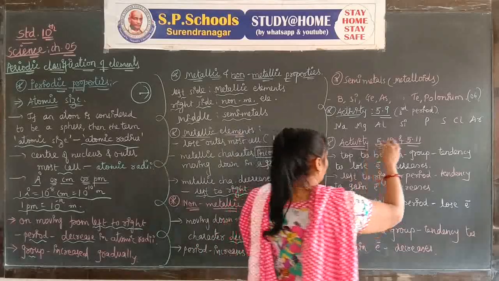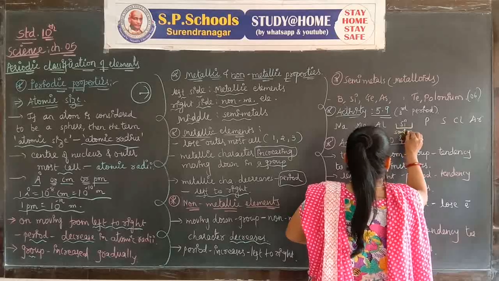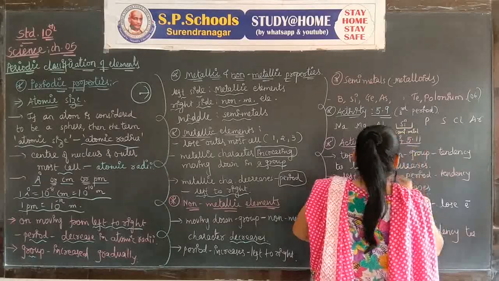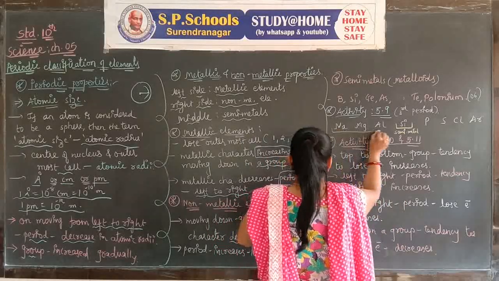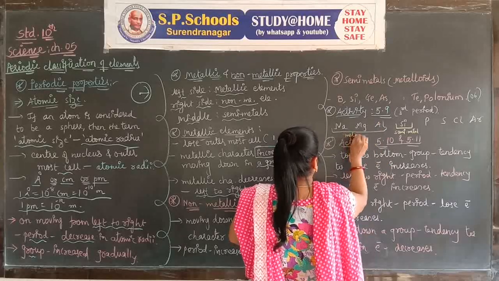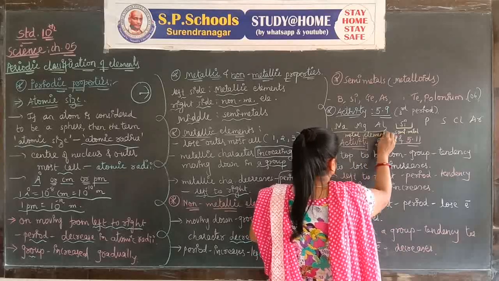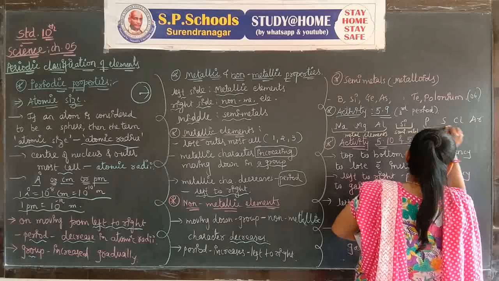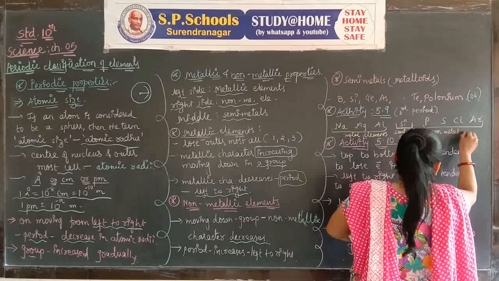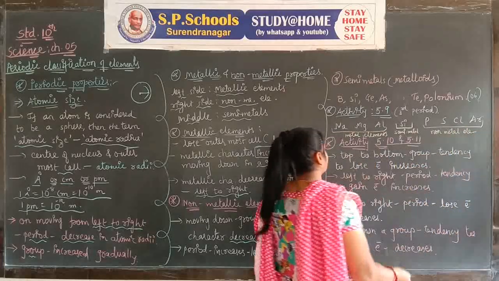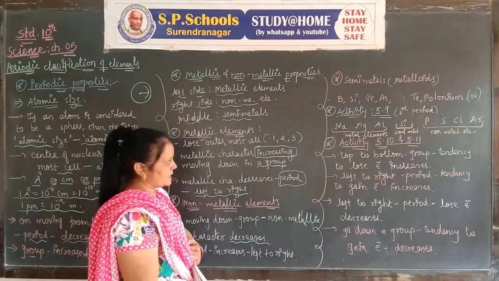So silicon will be a semi-metal. On the left side, there will be metal elements. On the right side, there will be non-metal elements. Metallic elements, semi-metal, non-metallic elements.